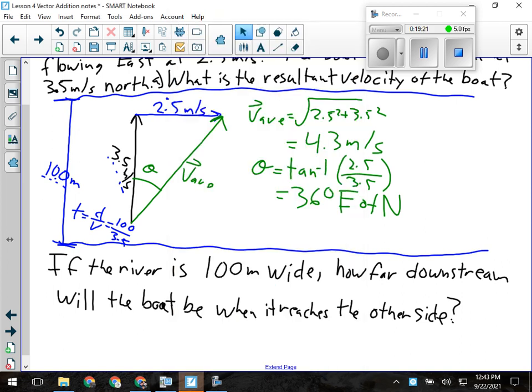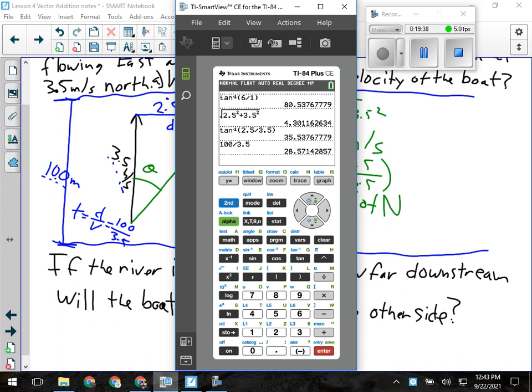So now, what I'm going to do is say, all right, d equals v times t. And I'm going to use now the speed I'm going down the river at and the time it took me to get across to figure out how far downstream I end up going. Okay, so that'll be this number, the time, times 2.5. So I'm going to end up 71 meters downstream of the point I started.